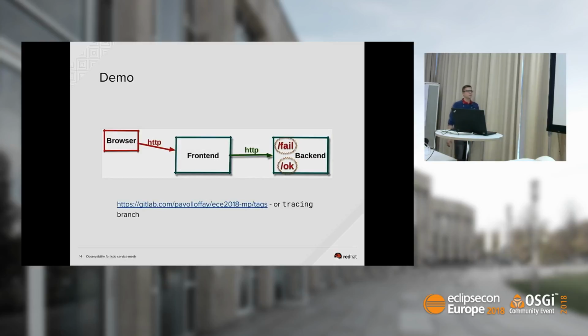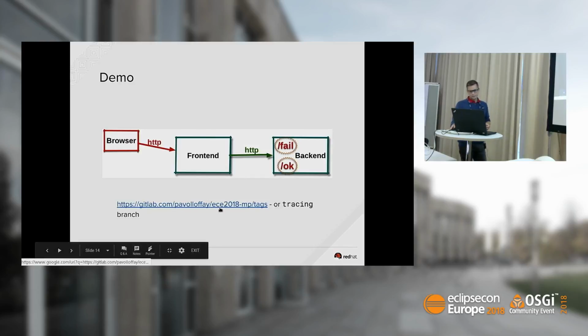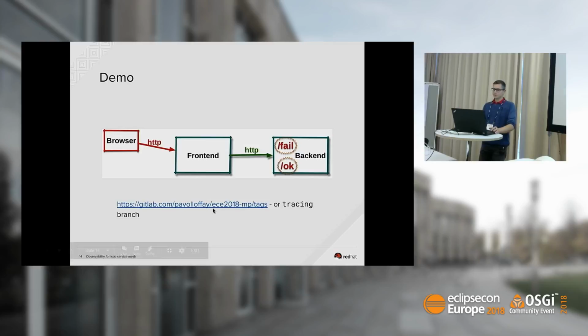So, going to the demo, it's a simple microservice-based application. There are two services, the front end and the back end. The back end defines three endpoints. The first is fail, which returns 500. Then OK, which returns 200. And random, which returns 500 or 200 based on probability. The code is available on GitLab, you can see the URL. There is also a tracing branch and a set of tags which guide you through different steps, which I will show you in a minute.